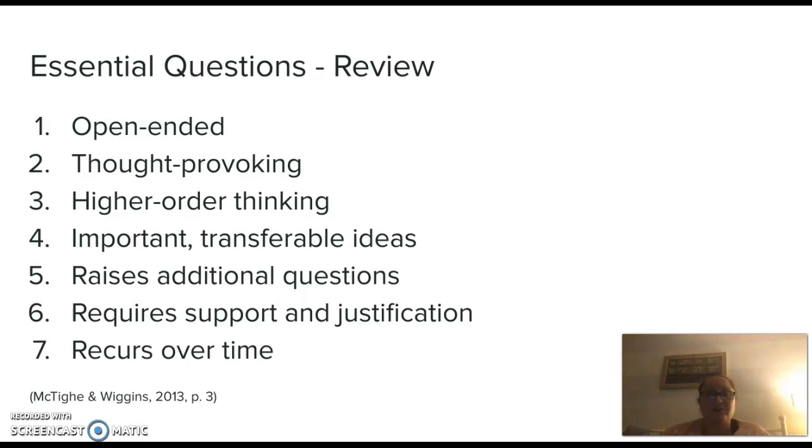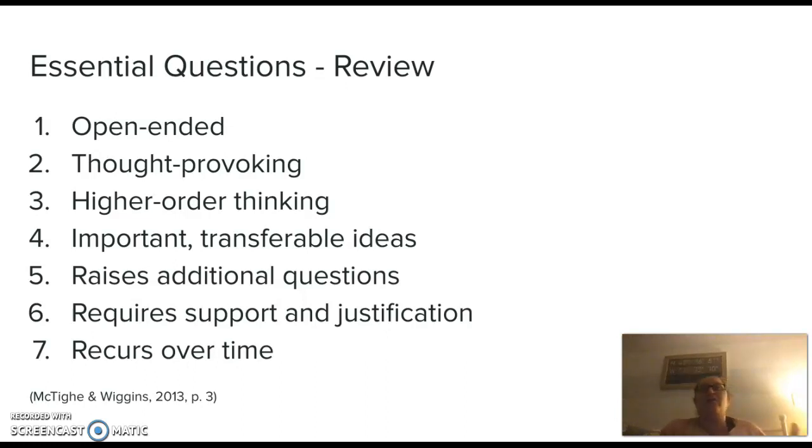It has to be higher order thinking. If it's a low-level question, that's not really essential, and it's really going to be able to be answered quickly. The ideas that will come from that question have to be important and transferable to other areas. They can be questions that raise additional questions, which kind of leads to inquiry, and also aligns with research as well. They have to be the kinds of questions that require support and justification.